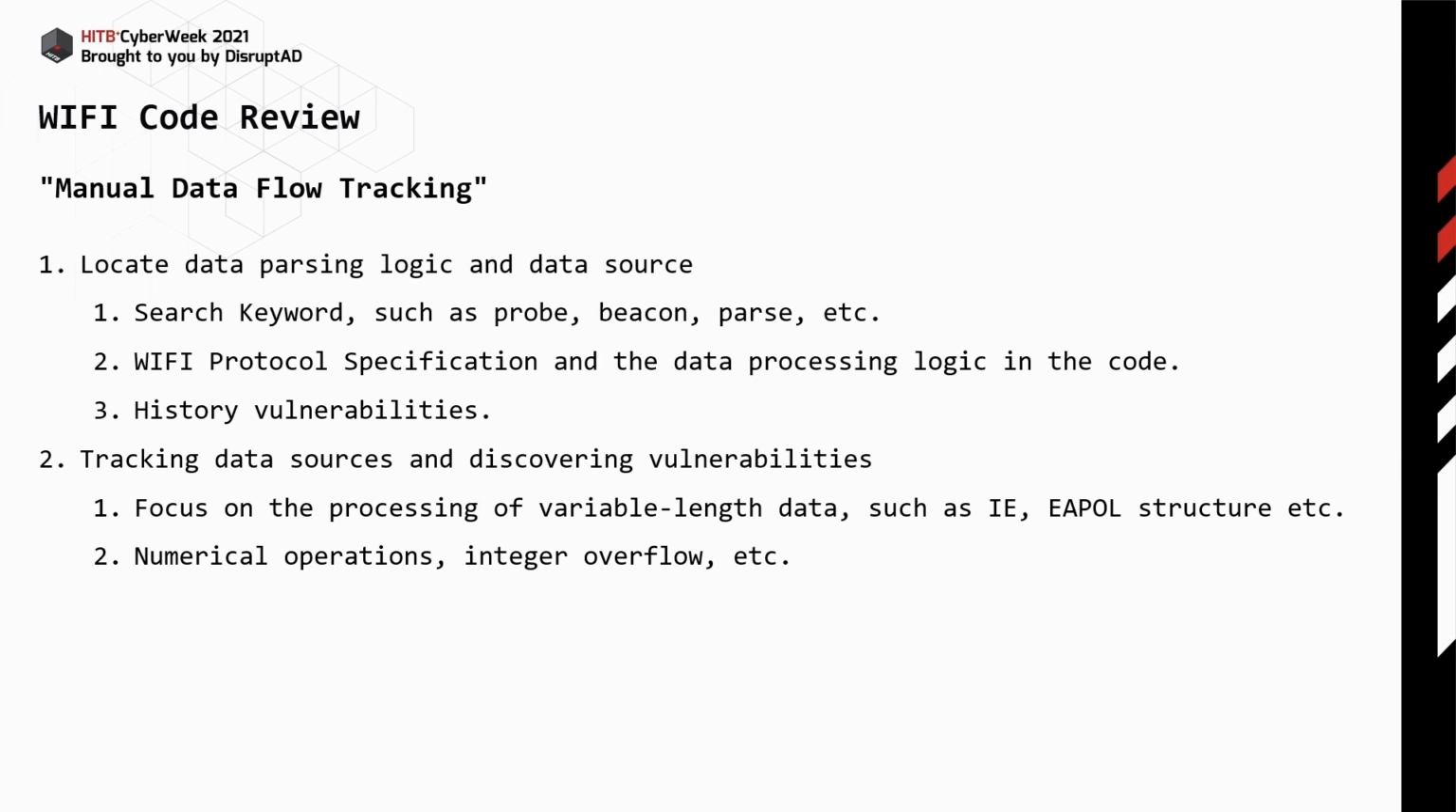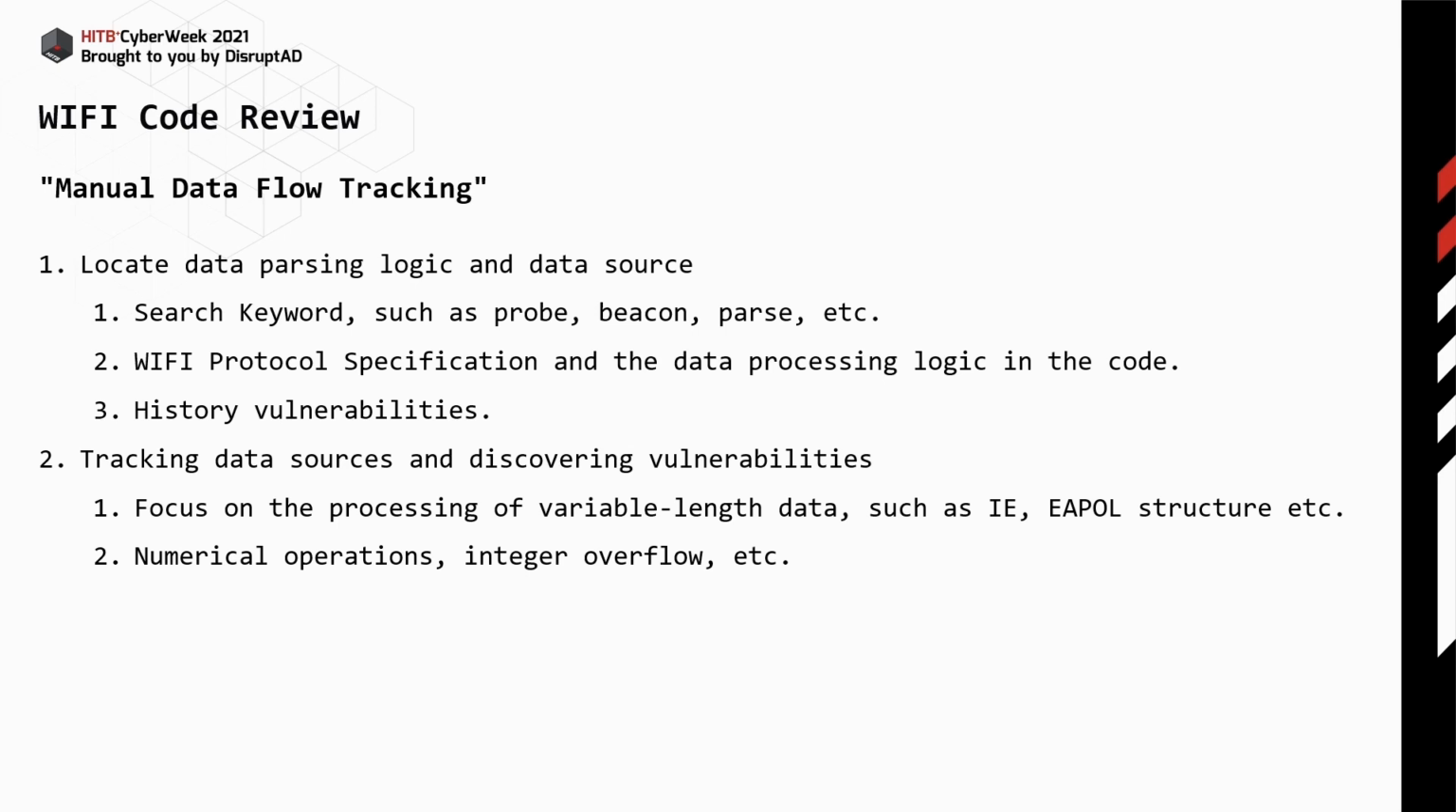First, we can search for keywords in the code, such as probe, beacon, and other keywords related to the Wi-Fi protocol. In addition, we can also use some common function name keywords, such as pass and handle. Second, we can find the target code according to the Wi-Fi protocol specification and the processing logic in the code.